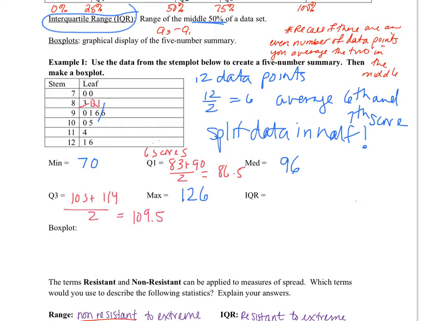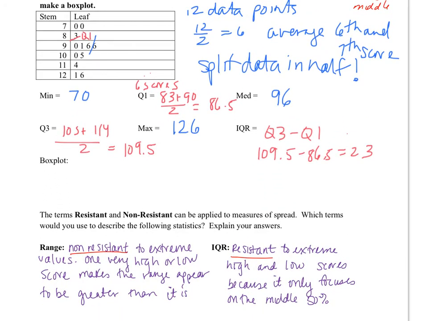To find my IQR, I do Q3 minus Q1, which is 109.5 minus 86.5, giving me 23. So what this tells me is that the middle 50% of the data spans 23 data points. When I go to make my box plot, I'm going to draw a number line.